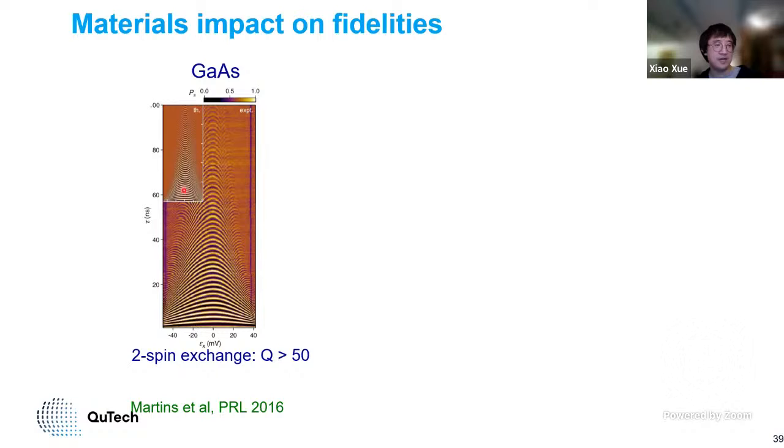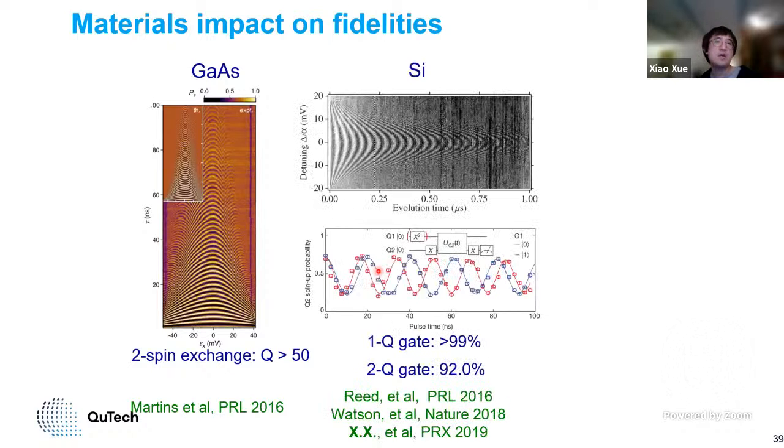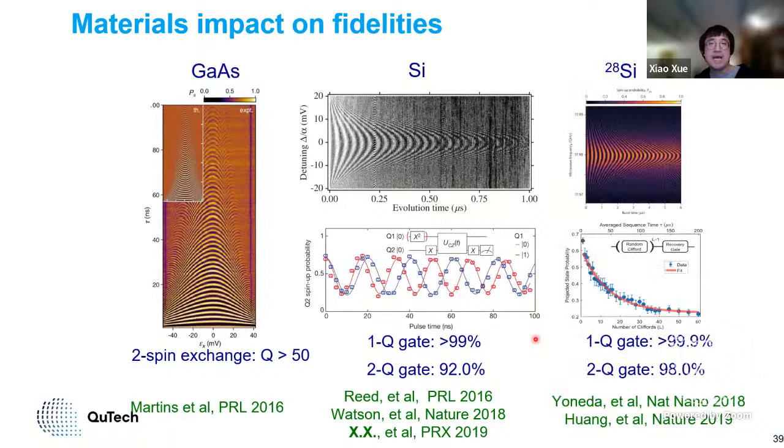Let me focus on 2-qubit gate fidelity. In gallium arsenide, it was not even able to be benchmarked. You can only get a very, very poor quality factor. But in natural silicon, here is the work I showed you just now, that the state of the art was 92%, and for single qubit gate it's above 99%, which was not the work I showed before, but from some other works. And in 28 silicon, until 2 years ago, the single qubit gate already reaches 99.9, and the 2-qubit gate reaches 98%. 98 sounds not far away from 99, but actually it's still quite a distance.